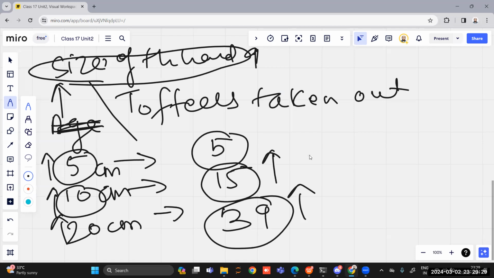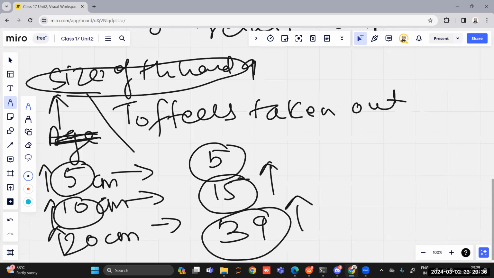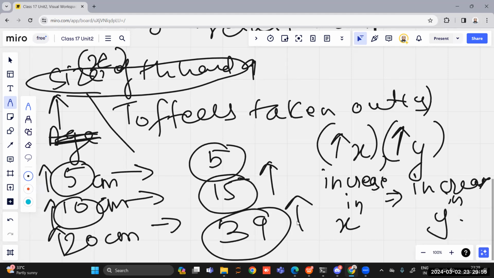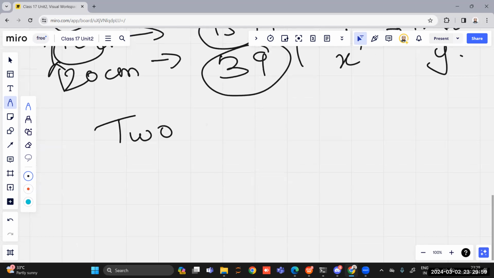Yes or no? So this is the relationship. If I give this variable as x and this variable as y, what can I say? As x increases, y also increases. Increase in x implies increase in y. So this is what we are generally going to see: the comparison between two variables.